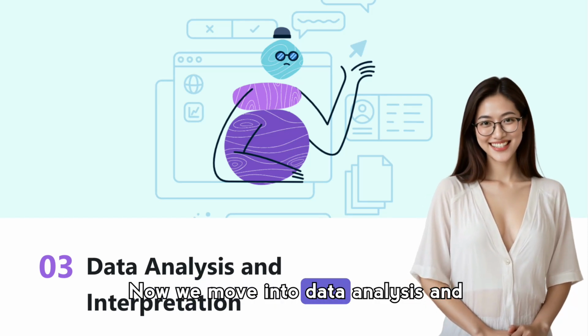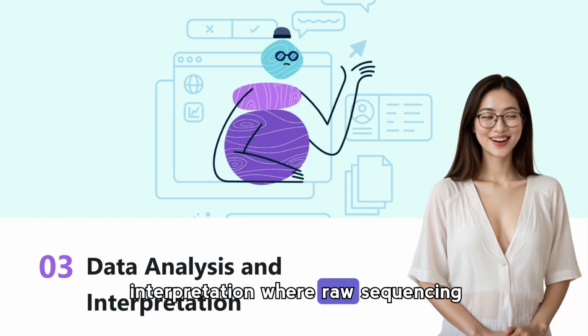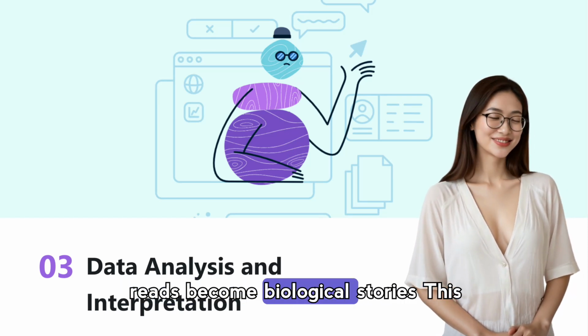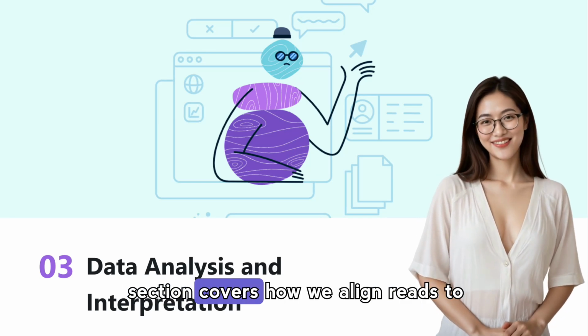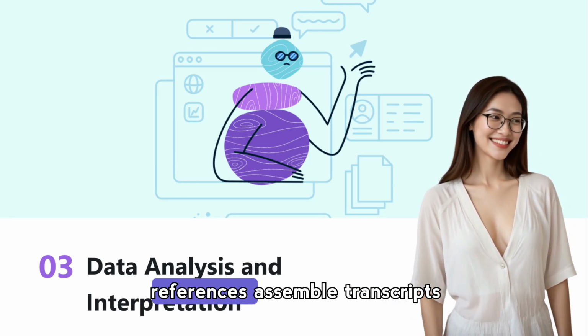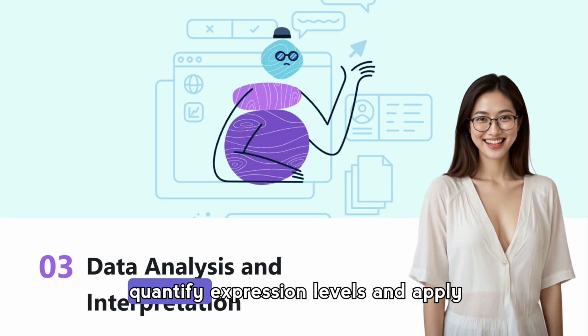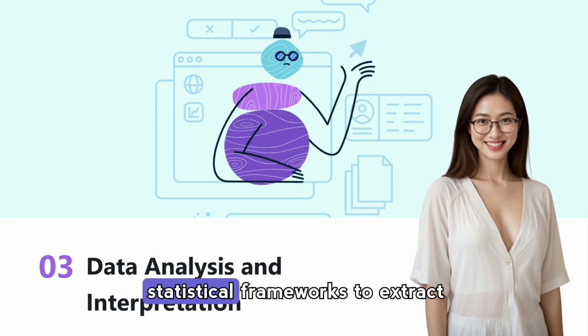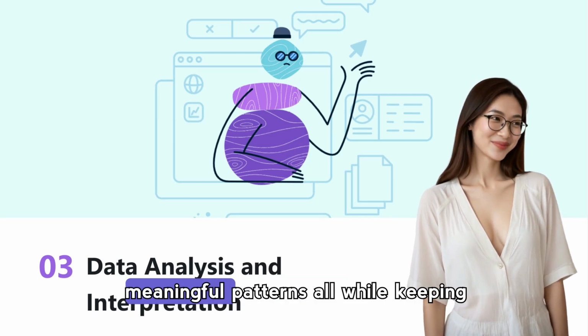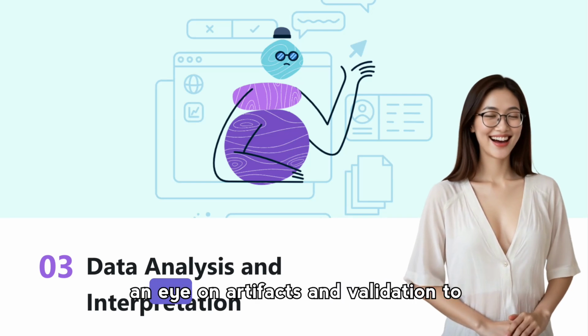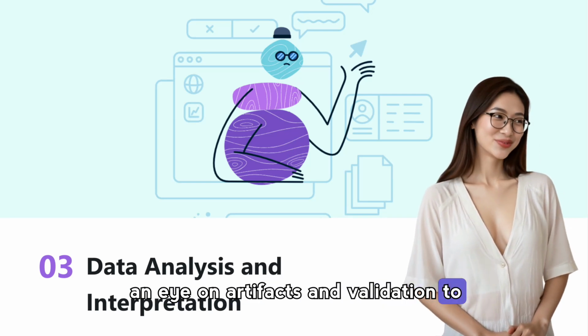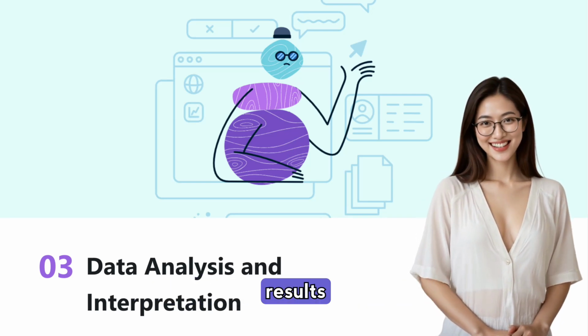Now we move into data analysis and interpretation where raw sequencing reads become biological stories. This section covers how we align reads to references, assemble transcripts, quantify expression levels, and apply statistical frameworks to extract meaningful patterns, all while keeping an eye on artifacts and validation to ensure biological relevance of the results.